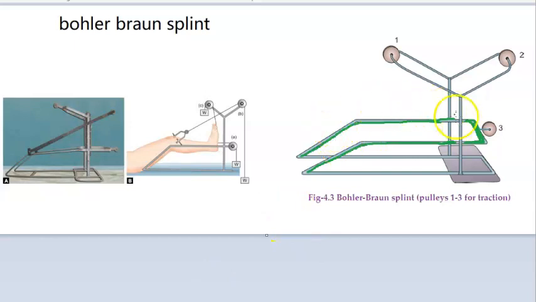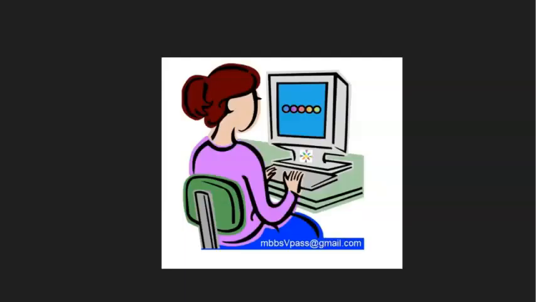Böhler-Braun splint. Okay, you can see this here. It doesn't have a ring. Okay, that is a very big giveaway for you. It doesn't have a ring. One more question finished. That's great.